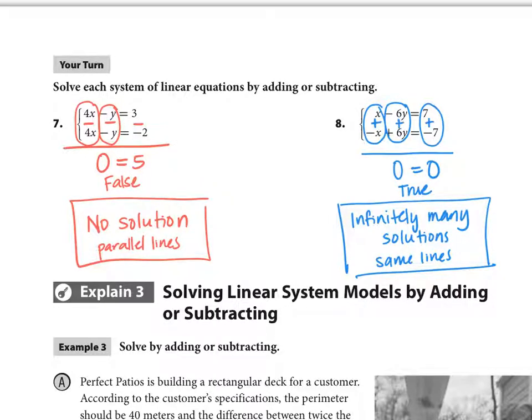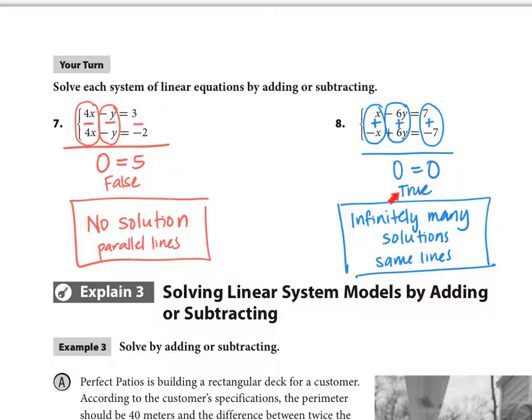As you can see for number 8, I added straight down because I have a positive x and a negative x. So positive x plus negative x gives me that 0. Negative 6y plus positive 6y, also 0. And after the equal sign, 7 plus negative 7 is 0. And I end up with my true statement of 0 equals 0.